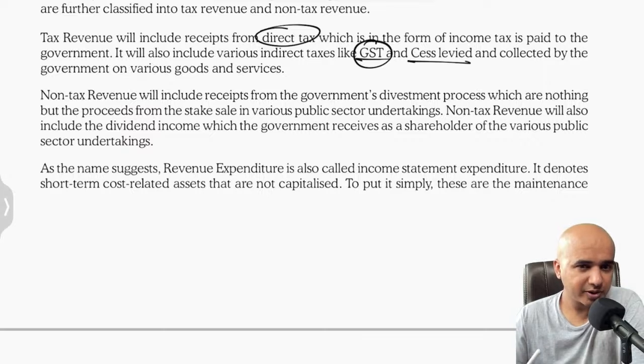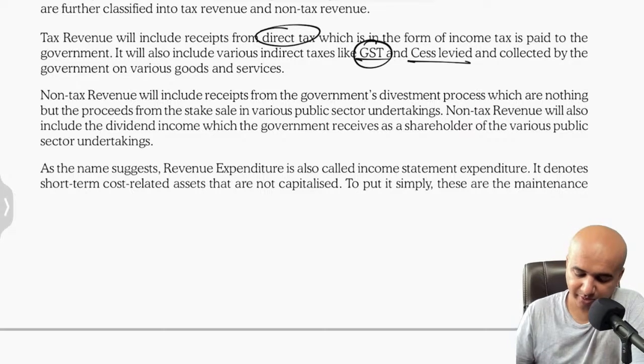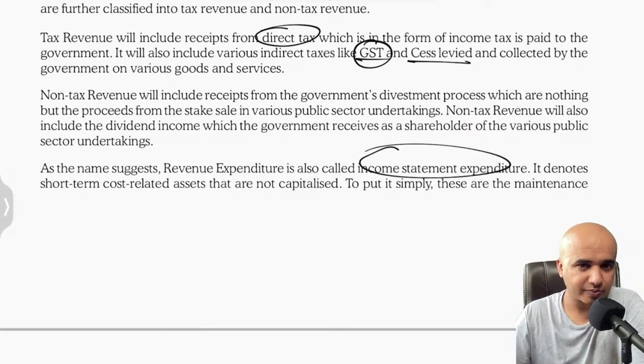So they say revenue expenditure is also called income statement expenditure. That's okay. Just remember this. You may get this as a question. You never know. Revenue expenditure is also called income statement expenditure. It denotes short-term cost-related assets that are not capitalized. Again, this is the exact opposite of revenue receipt.